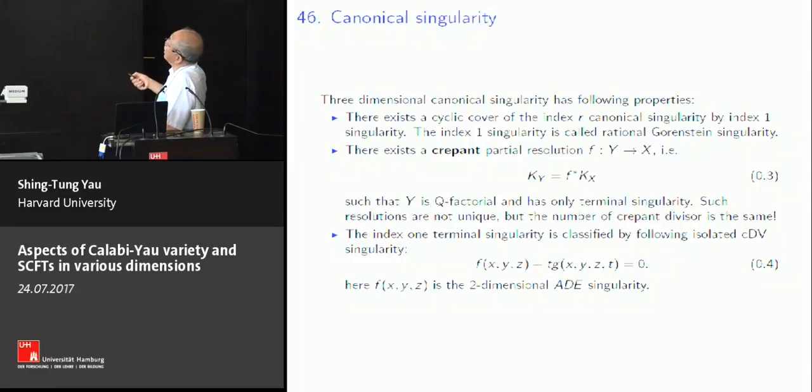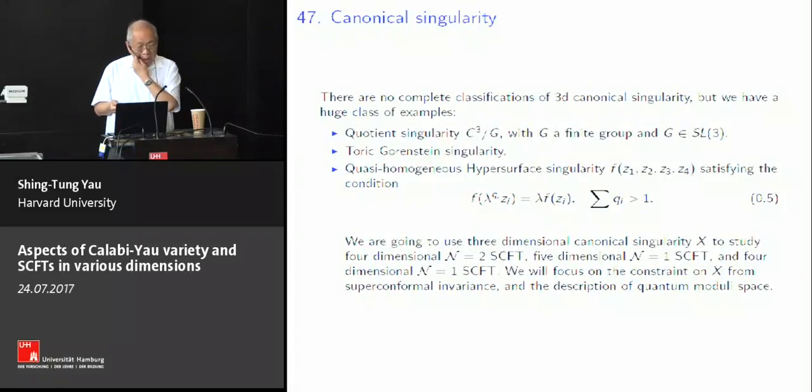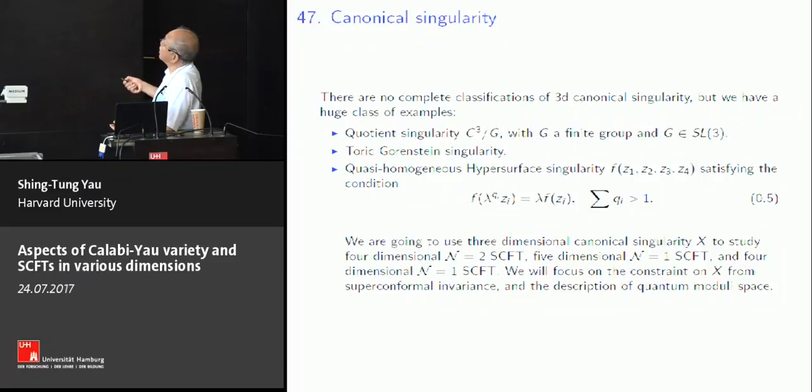So there are some standard properties known to algebraic geometers. And so we have an index, the index r that we discussed earlier. When its index equals 1, we call it rational Gorenstein singularity. And there exists a crepant partial resolution so that this holds. And now, the index 1 terminal singularity is classified by the following isolated cDV singularities here, where f is the standard ADE singularity. So the complete classification of 3D canonical singularity is known in some cases, but we are most interested in this last case.